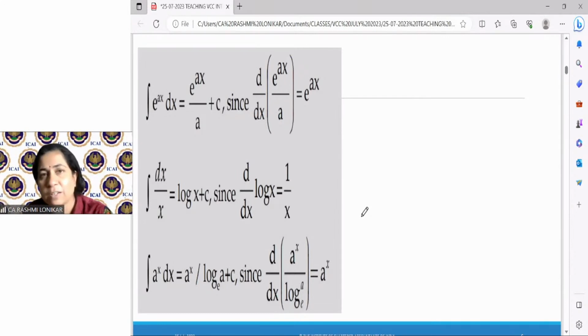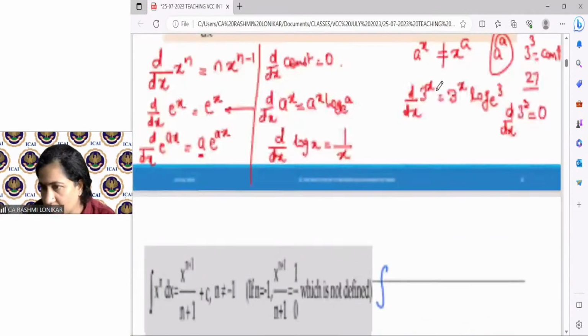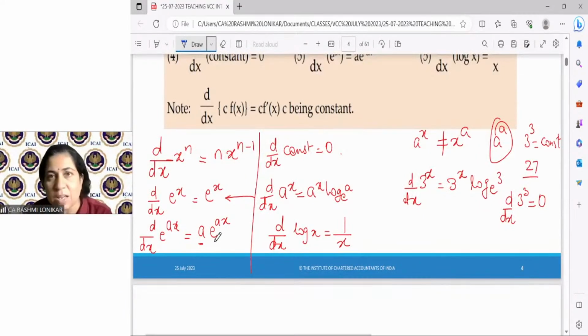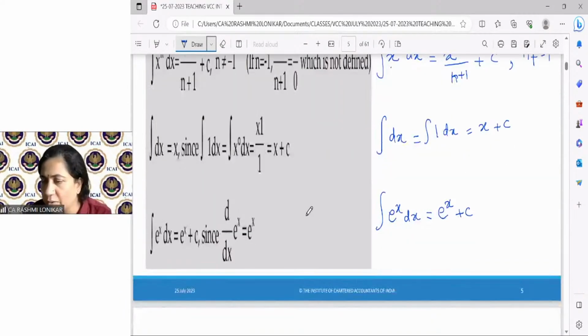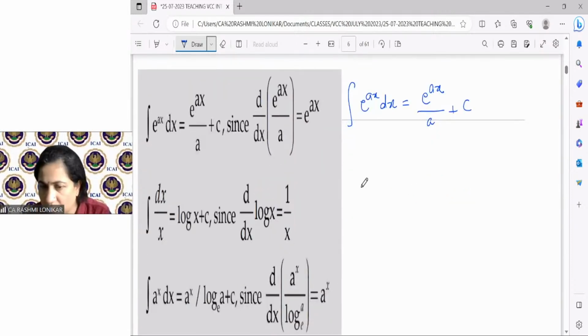And like we did for d by dx of e raised to ax, similarly we have the integral of e raised to ax dx, which will be equal to e raised to ax upon a. There it was multiplied by a. Okay. Can you see? It was a into e raised to ax. Here in integration you have e raised to ax upon a plus c, which is the constant of integration.